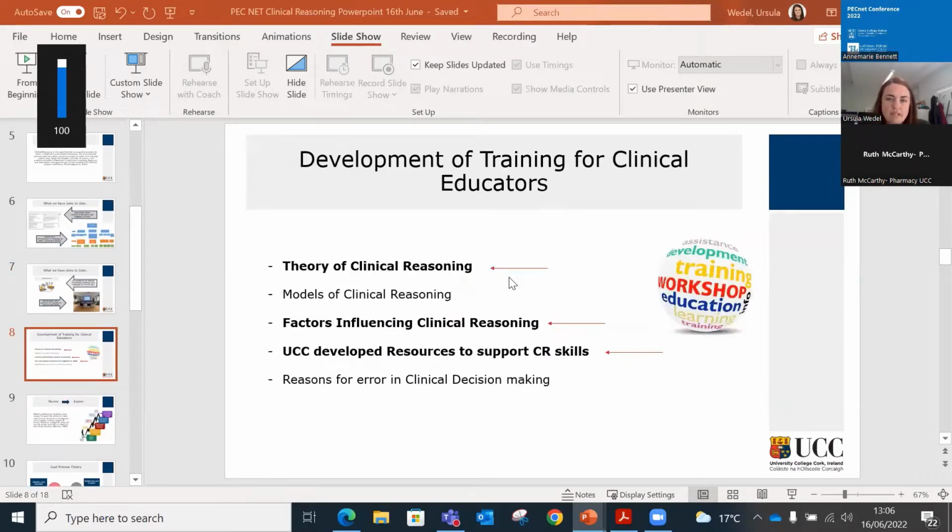So I suppose within that training, what we looked at was the theory, the models, factors influencing clinical reasoning, which I think is really interesting, and we shared some useful resources. And we looked at the reasons for error in clinical decision making. So for the purpose of today, because it is really only a whistle-stop tour, we're going to look at the theory and the factors influencing, and I'll share some of our support skills, but I'm happy to discuss this in further detail with anyone who's interested later.